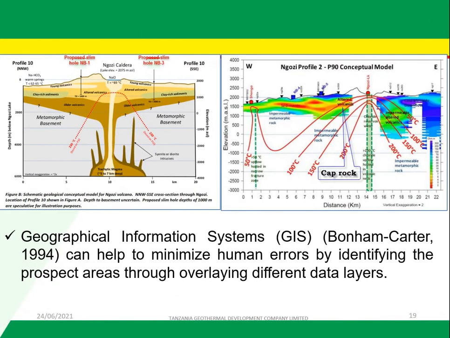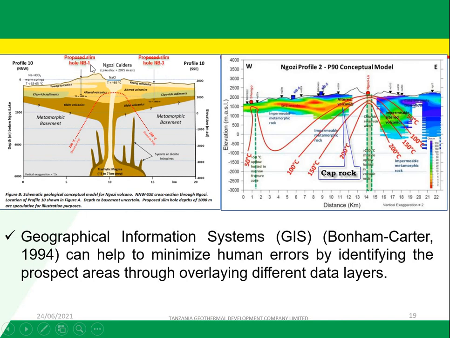Apart from those uses, a geographical information system can also help to minimize human errors by identifying the prospect area through overlaying different data layers. As you can see, this is the geological profile and this is the geophysical profile. This profile has been overlaid with different lithologies, and this can help the decision makers to identify the possible geothermal areas, and locate the geothermal wells.